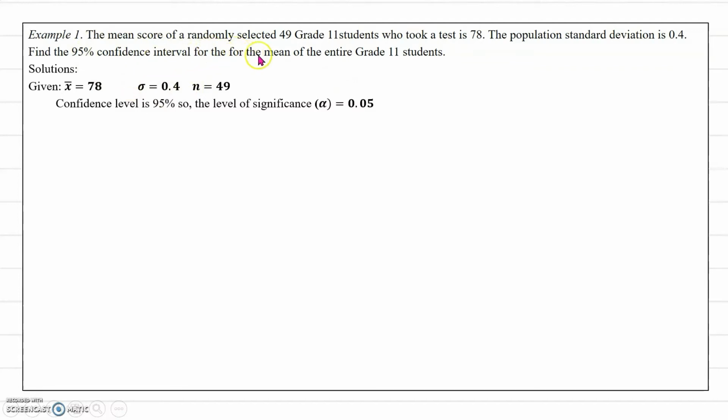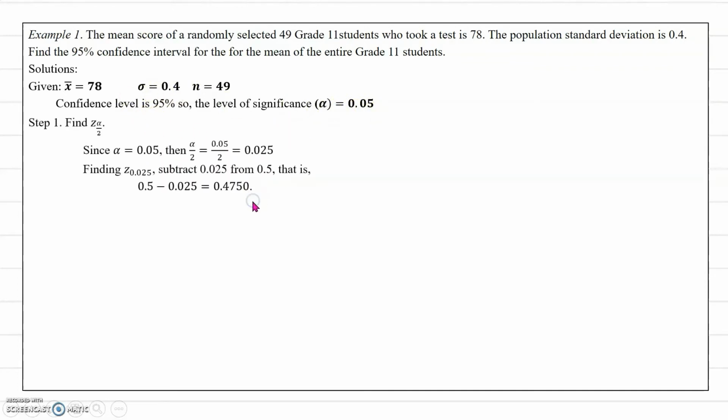So let's identify our given. The mean score of randomly selected 49 grade 11 students who took the test is 78, so 78 is our sample mean. Population standard deviation is 0.4, that's very obvious from the problem. Our sample size is 49. Our confidence level is 95%, so the level of significance is 0.05, right?